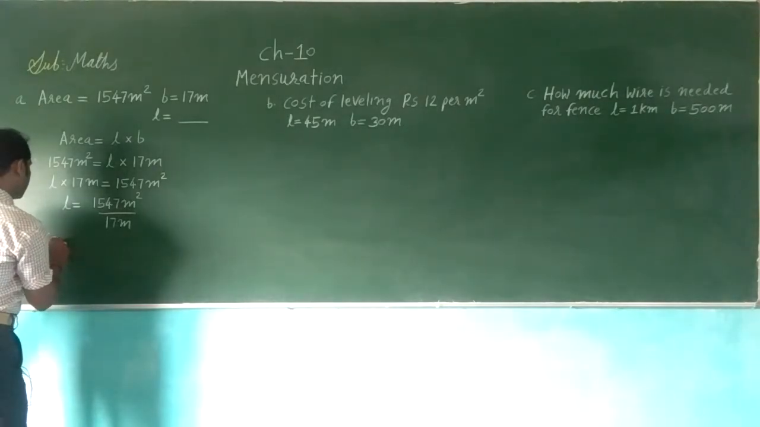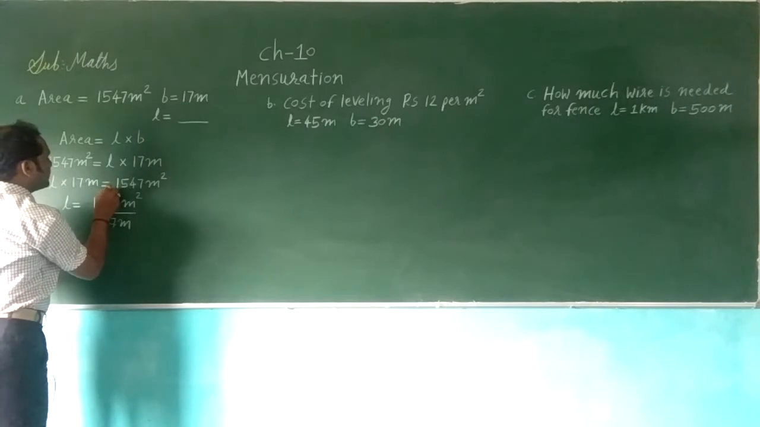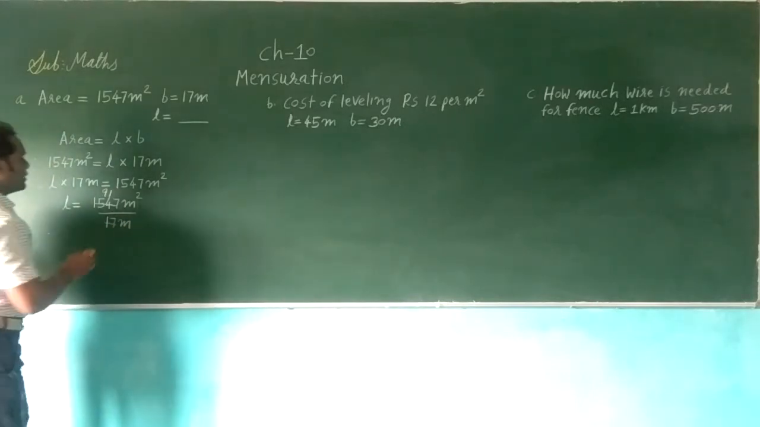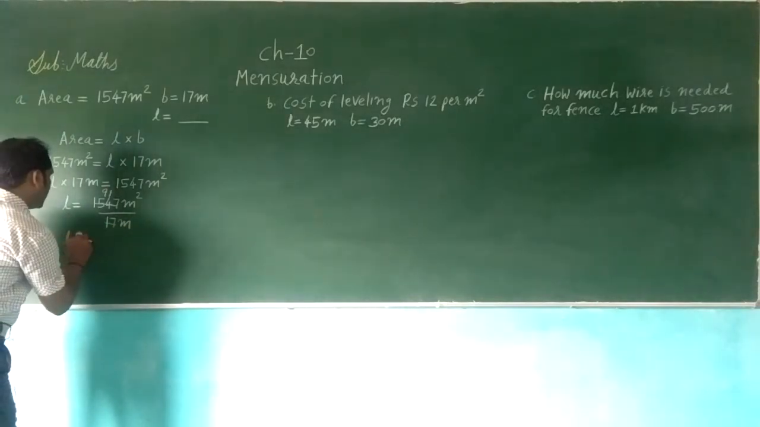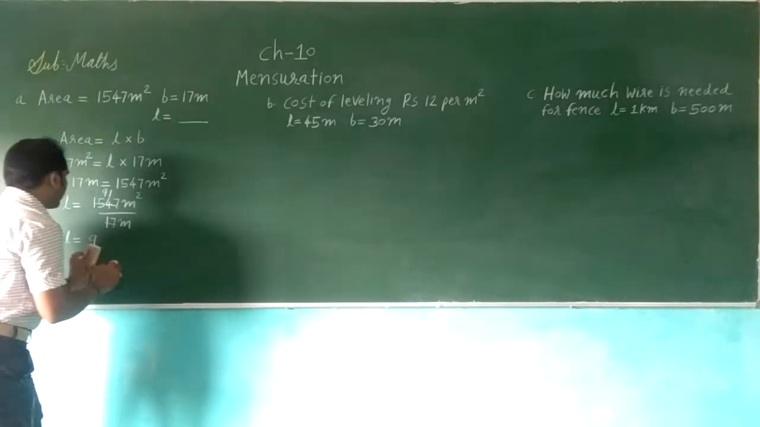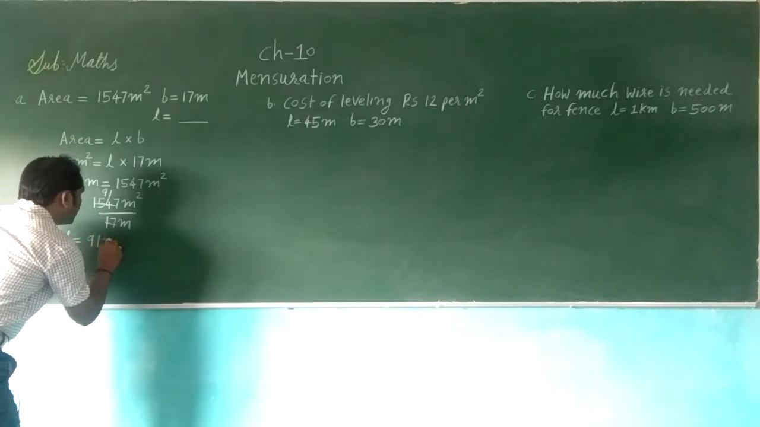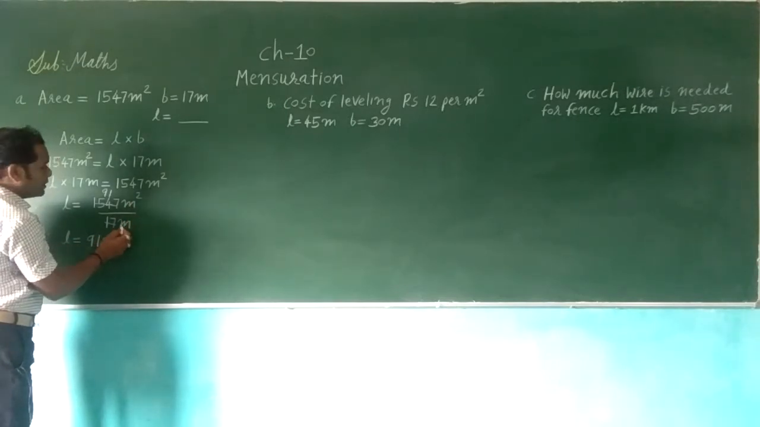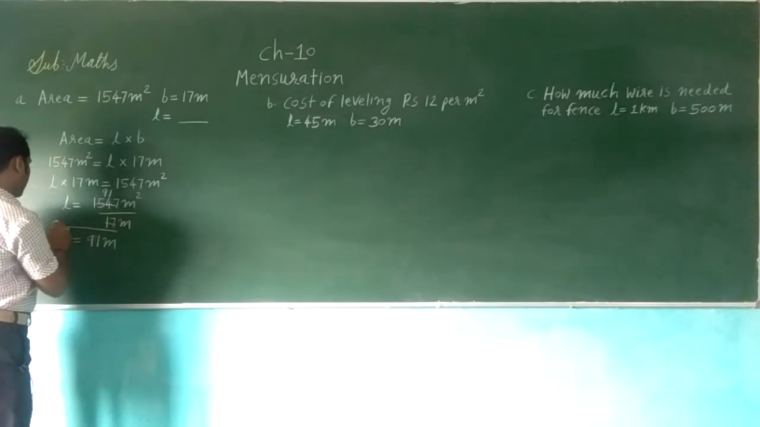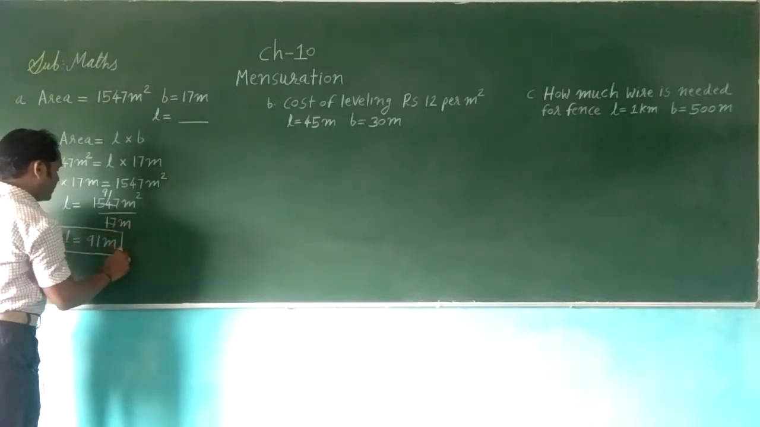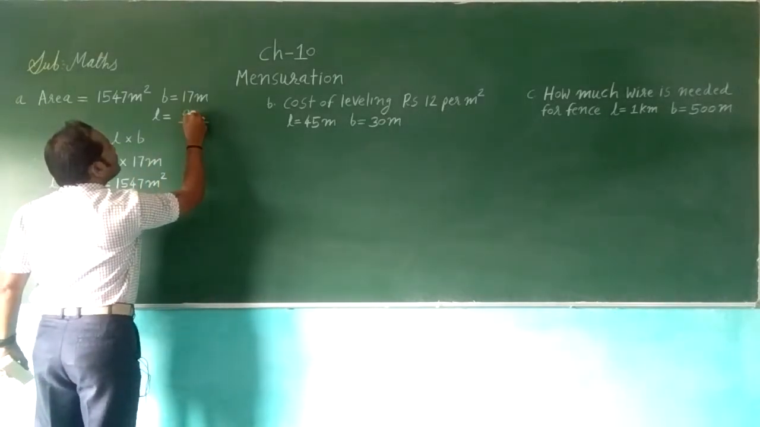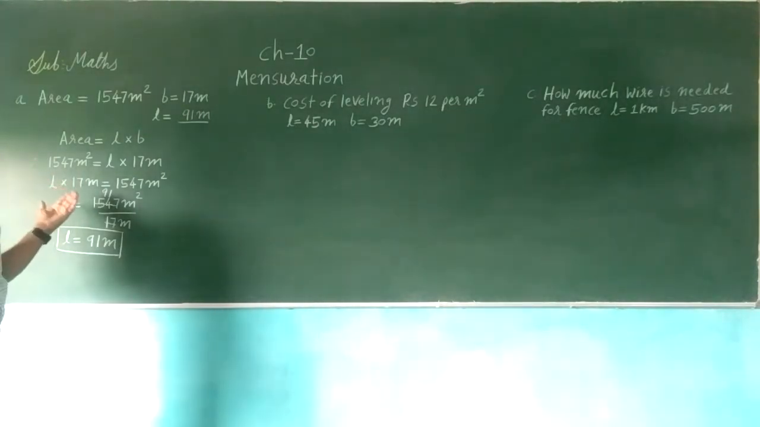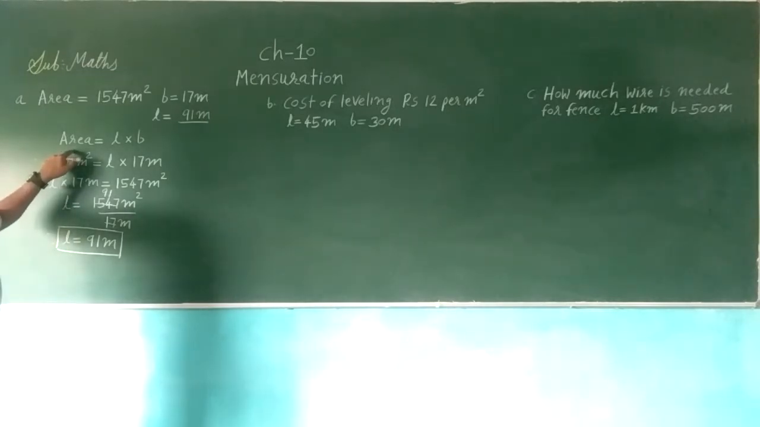Okay, so now very easily we get: 17 multiplied by 91 gives 1547. So L is equal to 91 meter. Meter square is divided by meter, which means only meter is left. So L is left, that is, the length is 91 meter. So this way we can easily find the length by this formula.